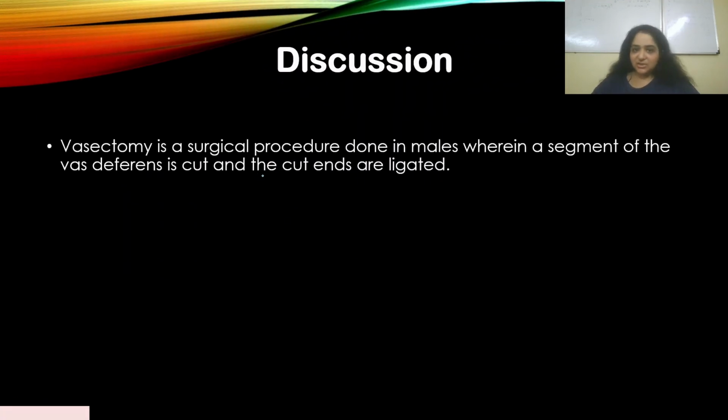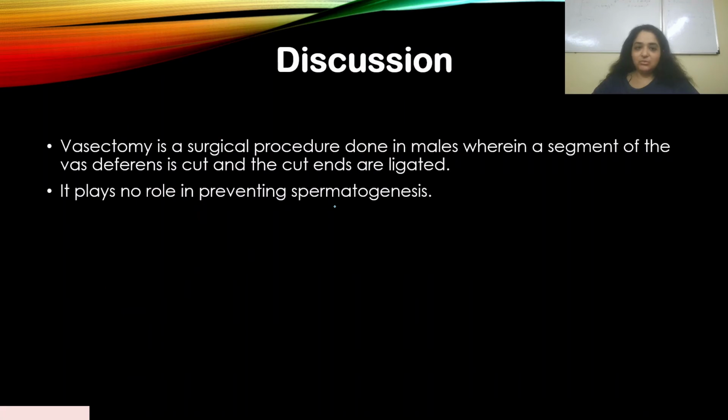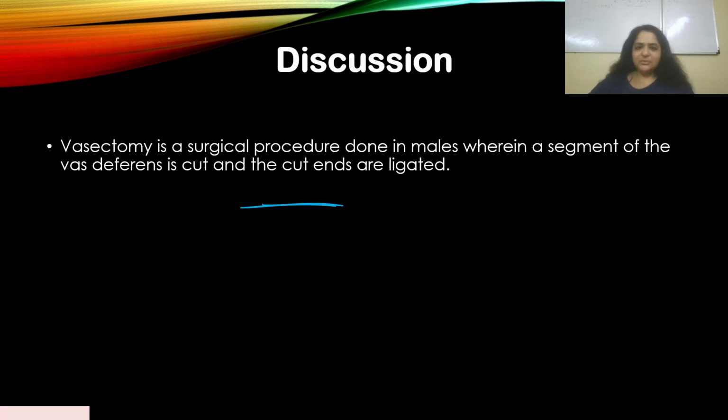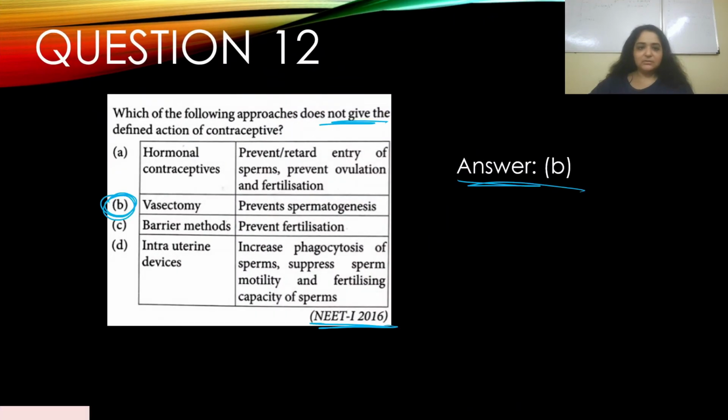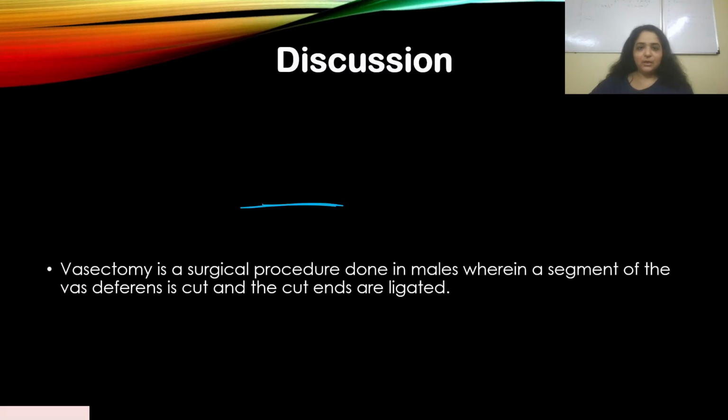So vasectomy is a surgical procedure. Yes, we know that. It plays no role in preventing spermatogenesis. Spermatogenesis happens as it is. We're just cutting the tube which is transporting the sperms. That's all that we're doing. We're not in any way impeding or affecting spermatogenesis. Sperms are being produced, but they will not be transported up into the vas deferens. Okay, clear? This was pretty simple, I think. B is the right answer. It does not give the defined action. Let's move on.